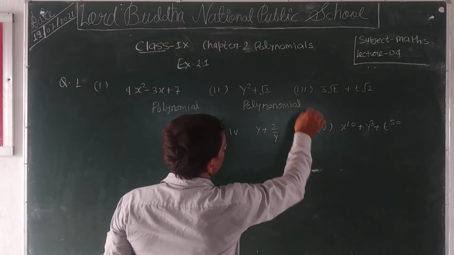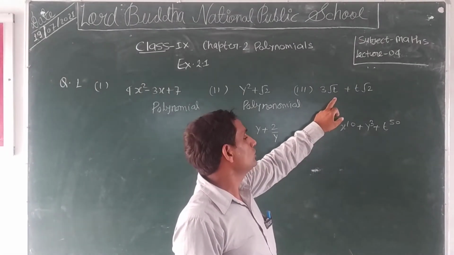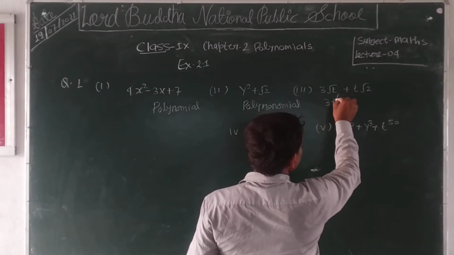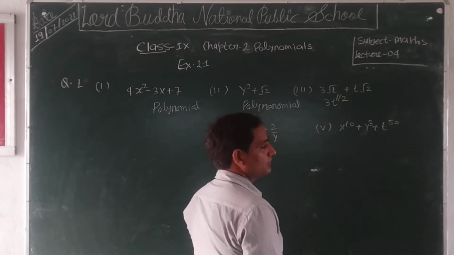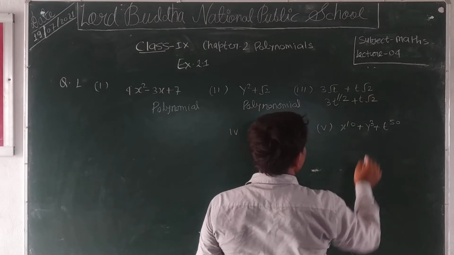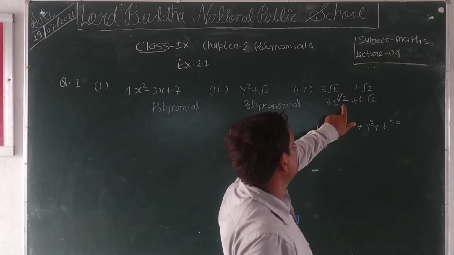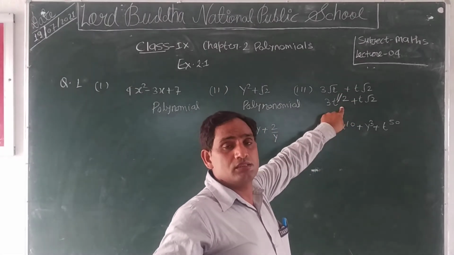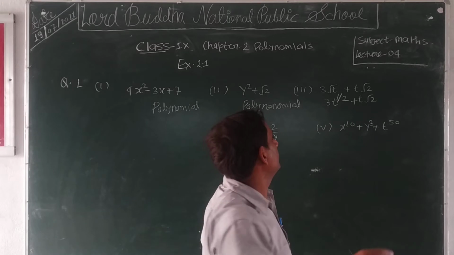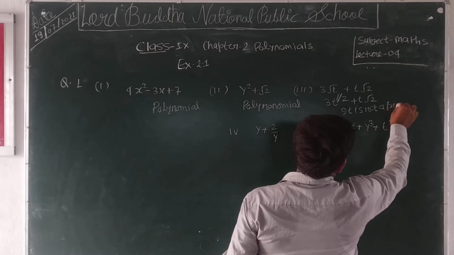Clear? Now we see the third part, 3 root t. We write it in exponents as 3 power 1 by 2 plus t root 2. 1 by 2 is not a whole number. The power of t, which is rational, is not a whole number. Hence, this is not a polynomial.